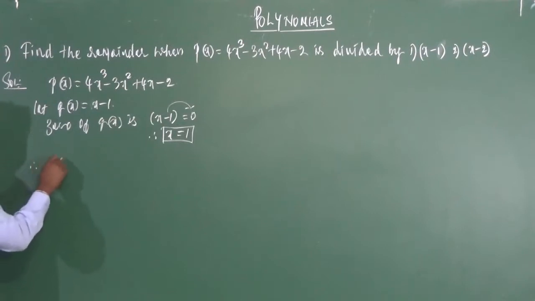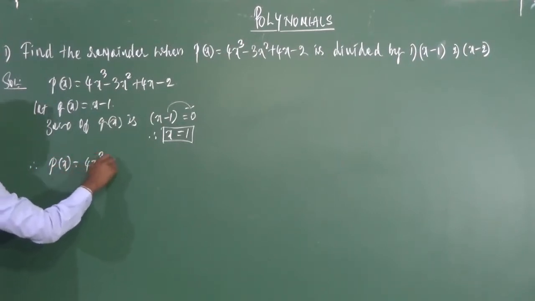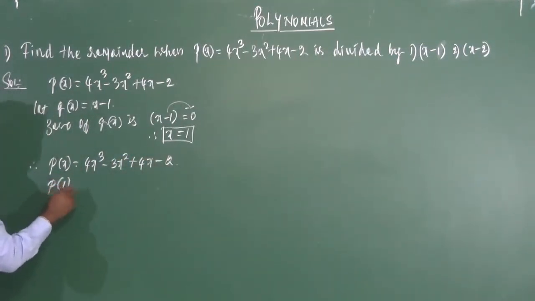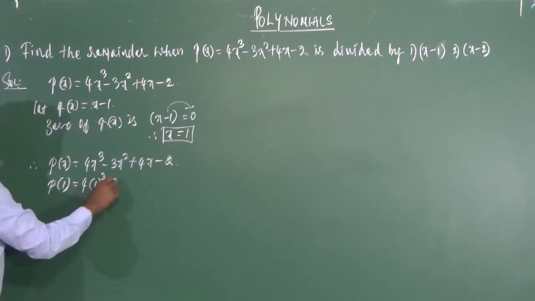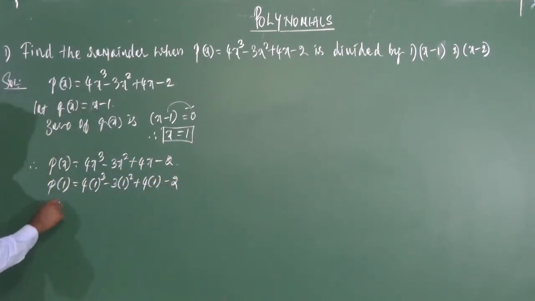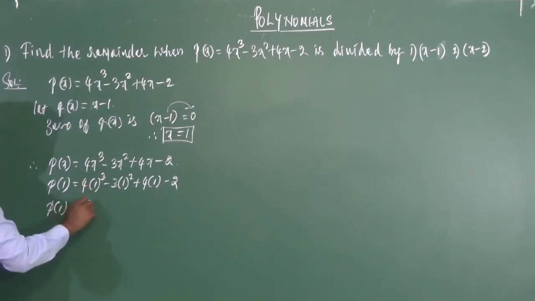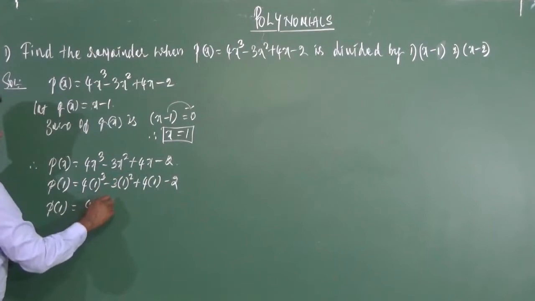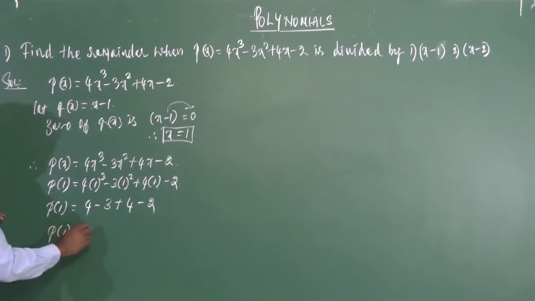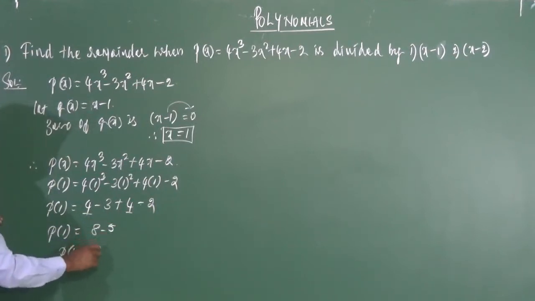So p of x is equal to 4x cube minus 3x square plus 4x minus 2. We will find p of 1 because x is equal to 1. So p of 1 is equal to 4 into 1 whole cube minus 3 into 1 whole square plus 4 into 1 minus 2. So p of 1 is equal to: 1 cube is 1, 1 into 4 is 4, minus 1 square is 1, 1 into 3 is 3, plus 4 ones are 4, minus 2. So p of 1 is equal to 4 plus 4 is 8, minus 3 minus 2 is minus 5. So p of 1 is equal to 8 minus 5, which is 3.